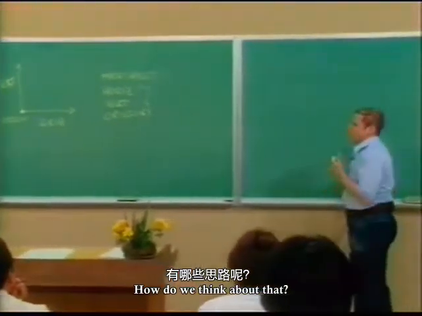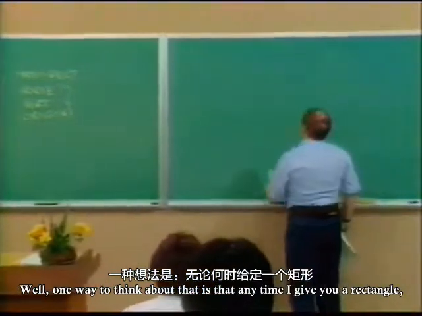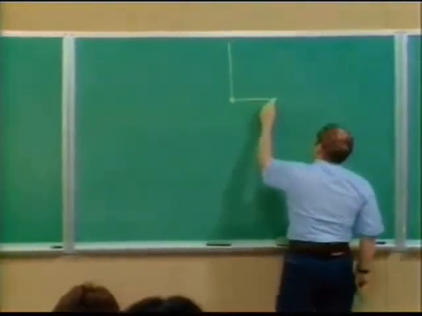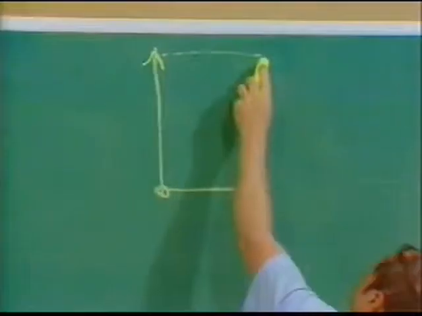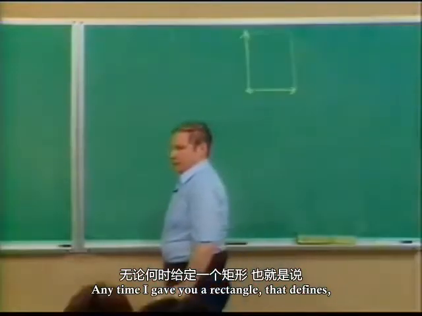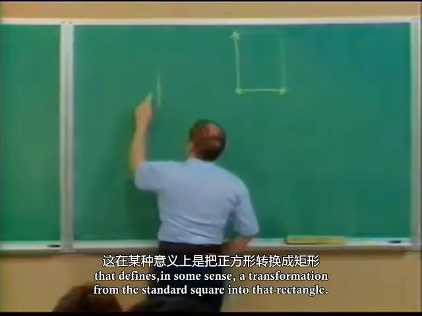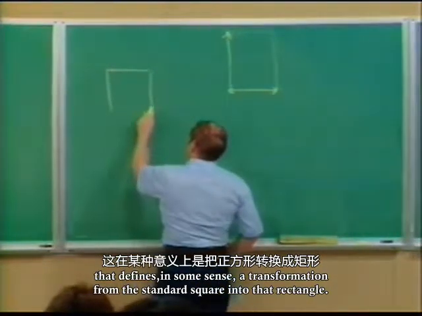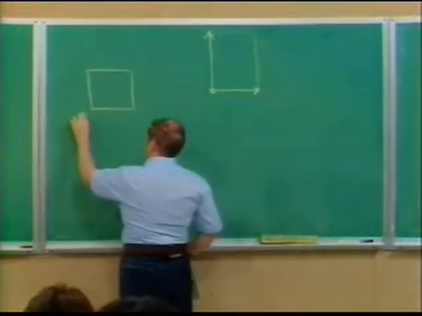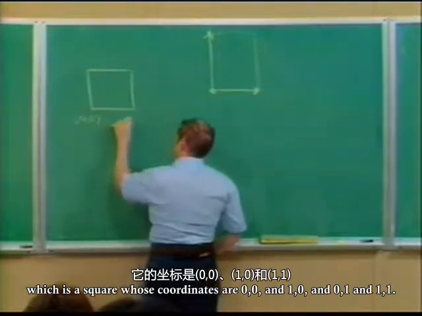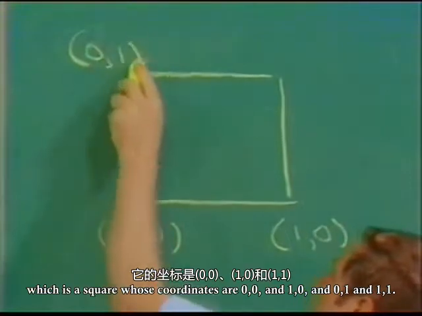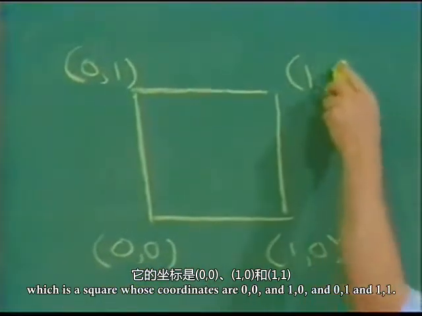How do we think about that? Well, one way to think about that is that any time I give you a rectangle, that defines, in some sense, a transformation from the standard square into that rectangle. Let me see what I mean. By the standard square, I mean a square whose coordinates are (0, 0), (1, 0), (0, 1), and (1, 1).